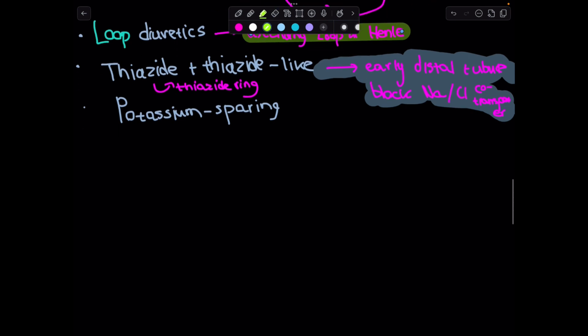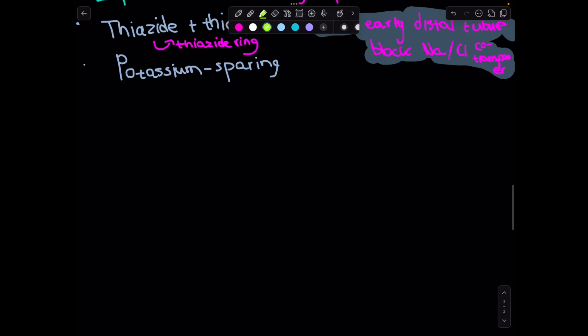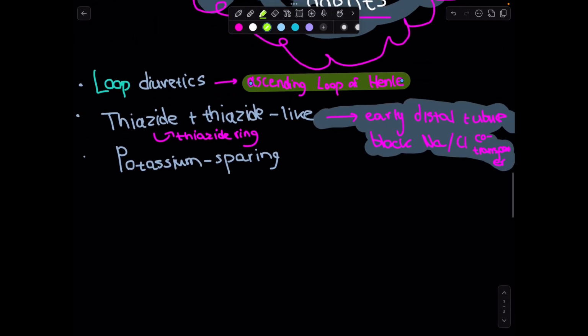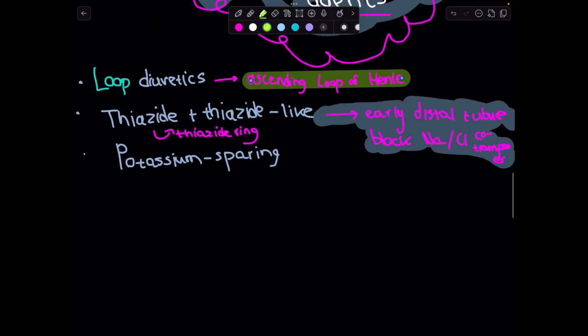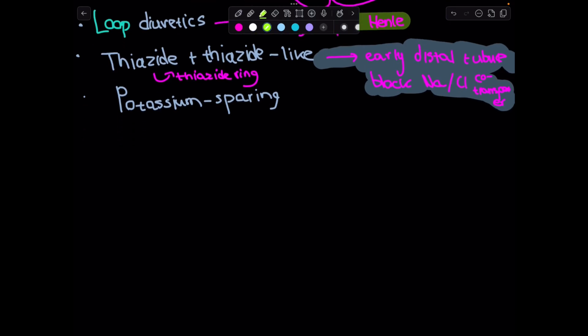Alright, let's talk a bit about the potassium-sparing diuretics and the loop diuretics and the main site of action. So for loop diuretics, it's the ascending loop of Henle. If you can explain to us why, and for the potassium-sparing, it's the late distal tubule and the early collecting duct. If you could explain why.